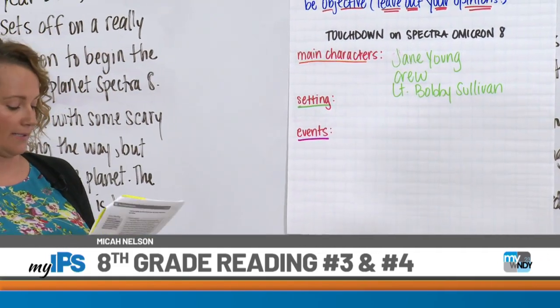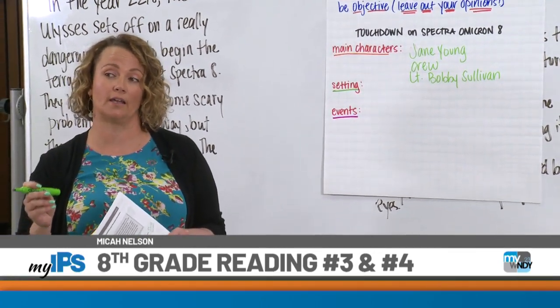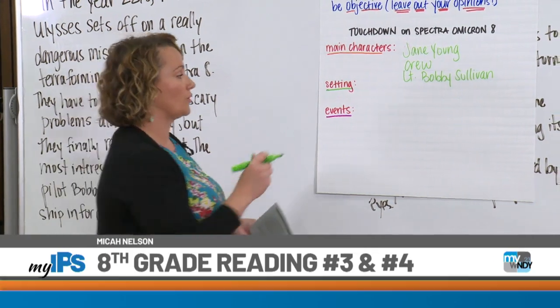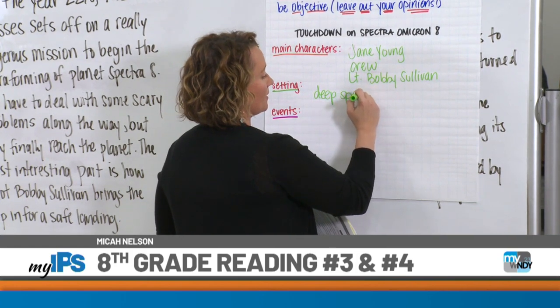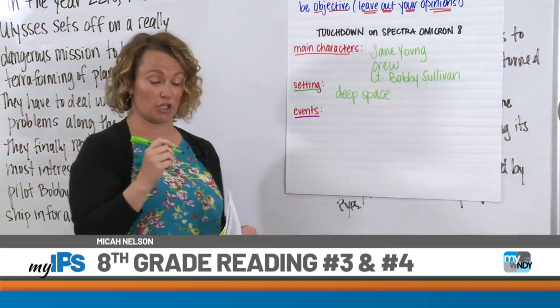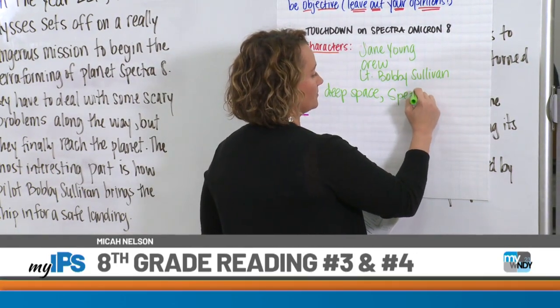We also want to think about setting. So there's 2 different settings in this particular passage. There's deep space, where they spend time on the ship. And then there's also the planet itself, which is Spectra 8.